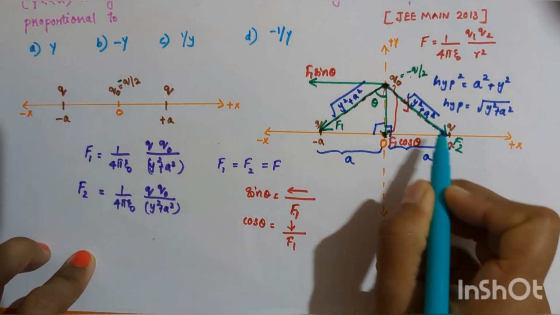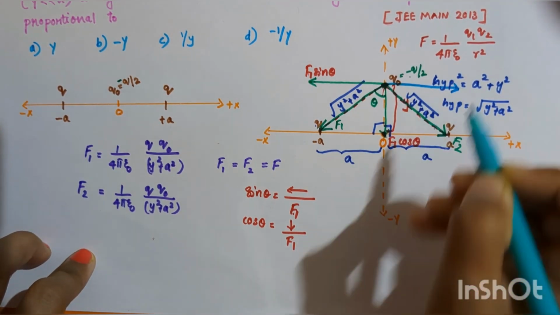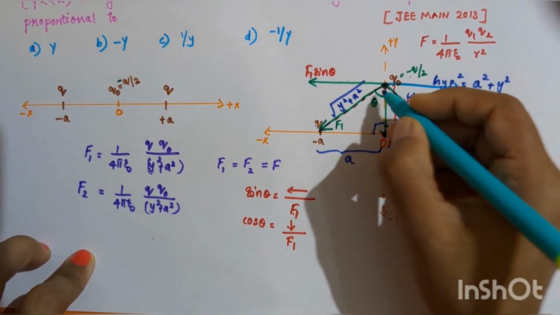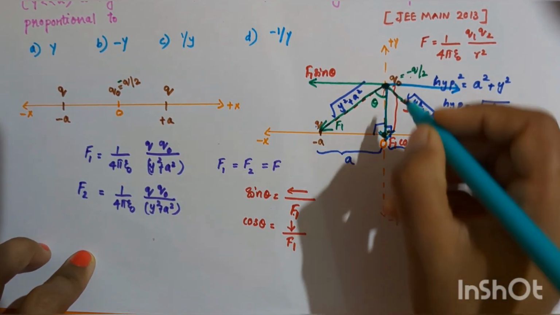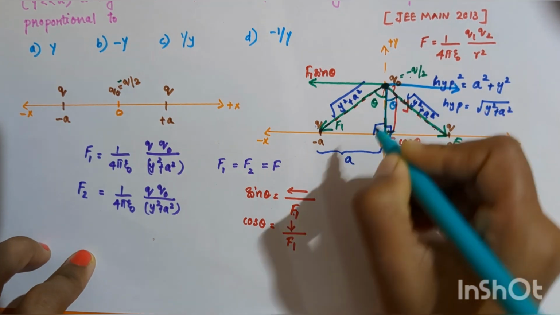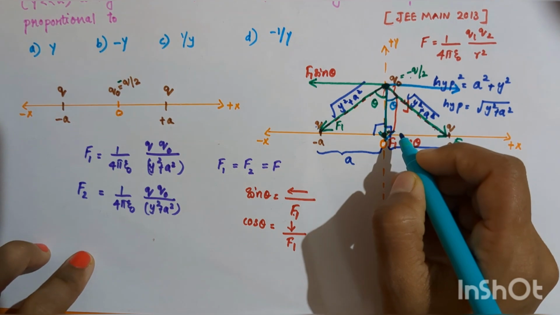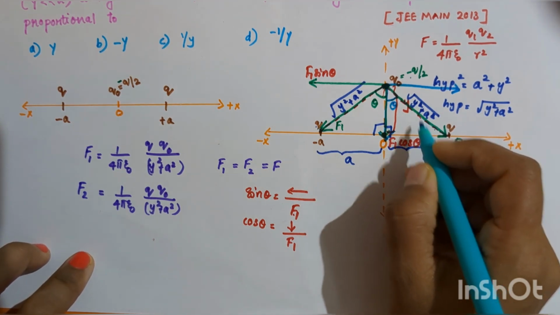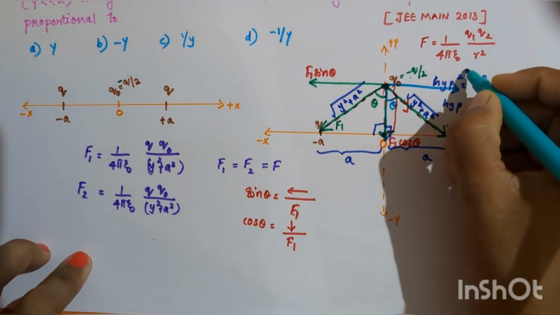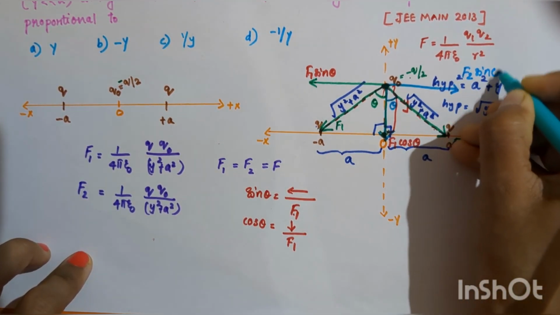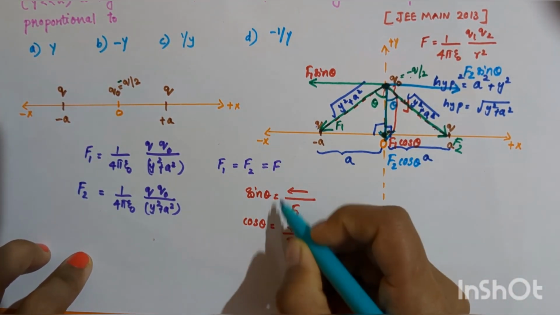Similarly, you see, this force F2 is along this direction. So, it will also have one x component, that is one horizontal component, and it will also have one vertical component. Here also you can take this angle as theta. Here also, if you find out the horizontal and vertical components in the same way, you will get this horizontal component as F2 sine theta, and this vertical component as F2 cos theta. You can just follow the same way.